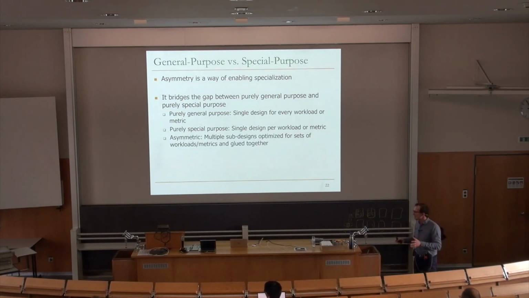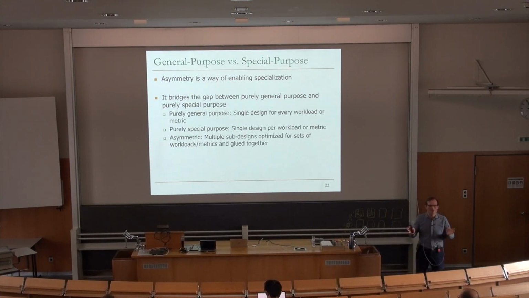Asymmetric, or some version of asymmetric, means you can have multiple sub-designs optimized for sets of workloads or metrics and glued together. Maybe you can have different types of cores that are getting special purpose, but not as special purpose, still programmable. GPUs may be a good example of this, by the way. And the CPUs that are good for many workloads. That's an example of heterogeneity, right? CPUs versus GPUs. GPUs are not the extreme special purpose engines.